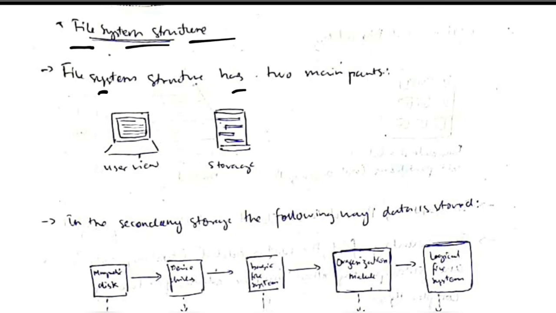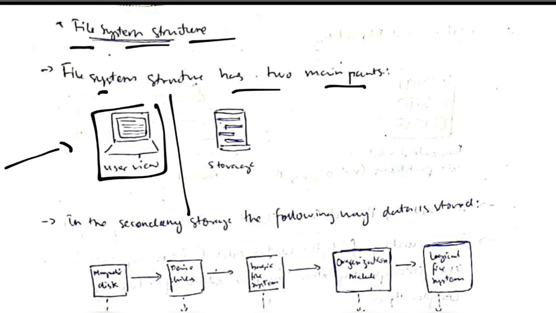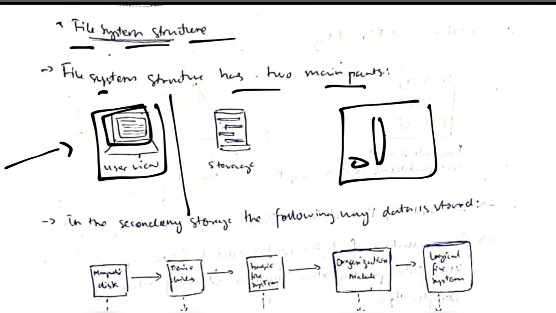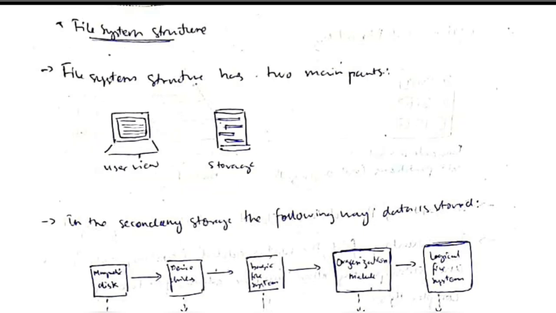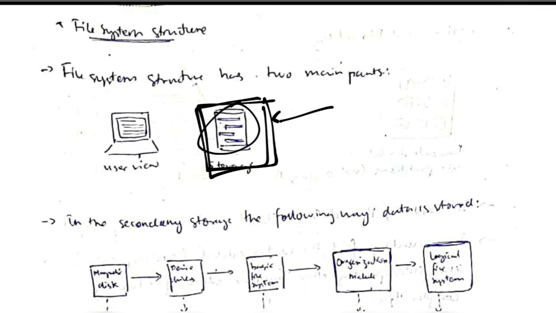Okay, let's talk about the file system structure. The file system structure has two main parts. First one is the user's view, meaning how the user views the data in his system. If he clicks one button, like files, all the directories will be opened, and then the inner levels of the files will be opened, and then the documents will be viewed. So this is the user's view. And the second one is storage, how these things are stored inside the memory. Those methods of storing the files are discussed under the topic file system structure.